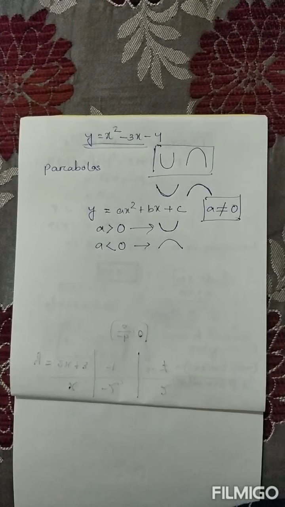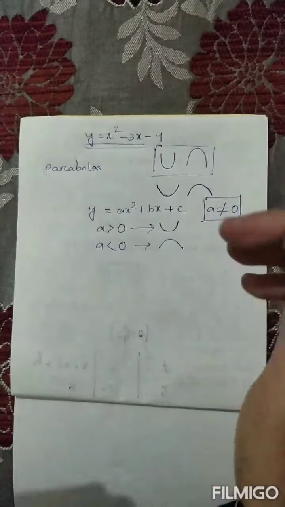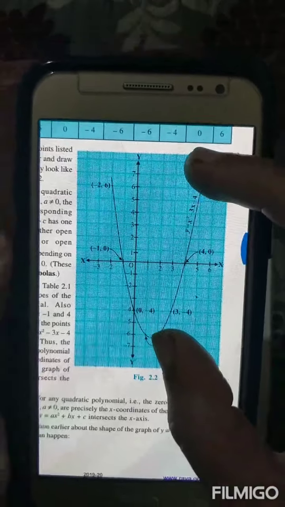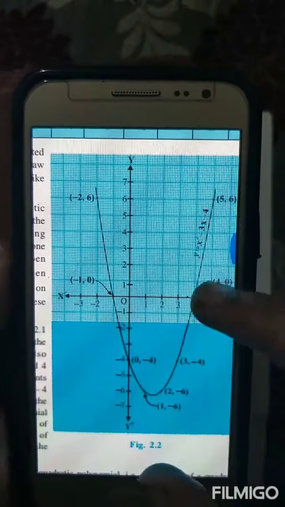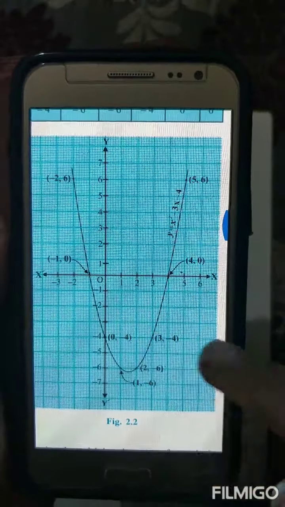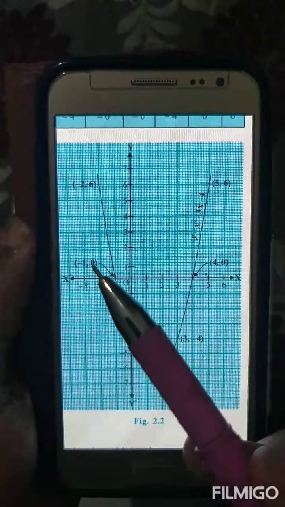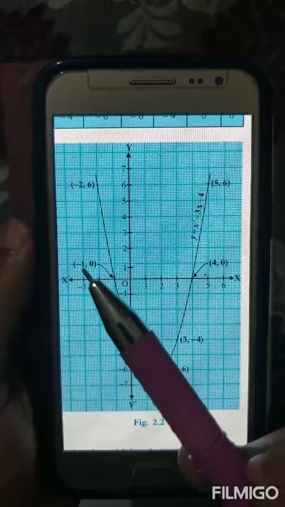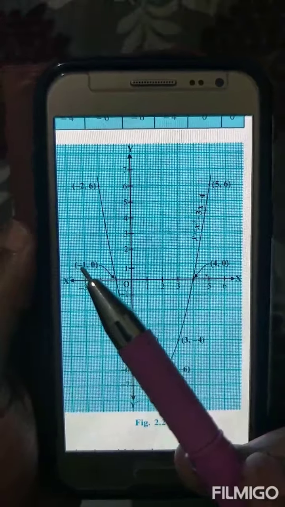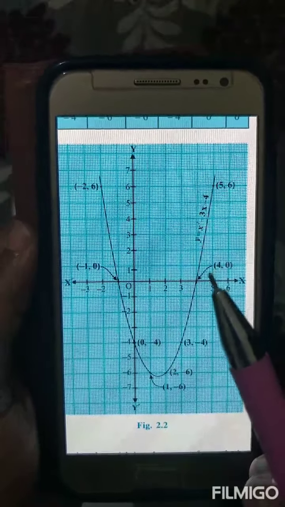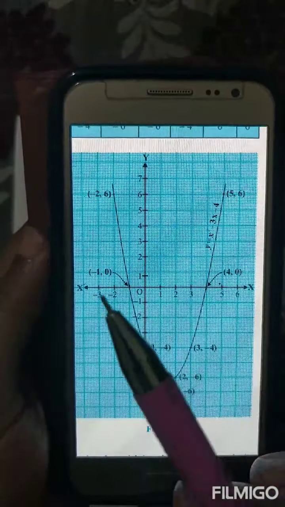So what do you think? What are the roots of the equation here? See the graph and think. I am showing you properly. See, what are the roots? Here it is -1, 0, where 0 means the y coordinate. We have to take the x coordinate only, that means -1. Here the x coordinate is 4. That's why the roots of this equation are -1 and 4.